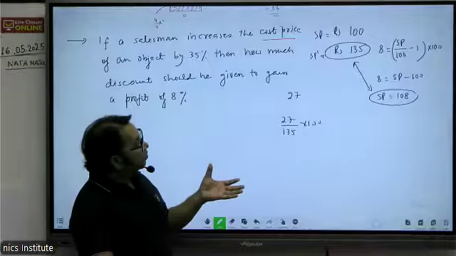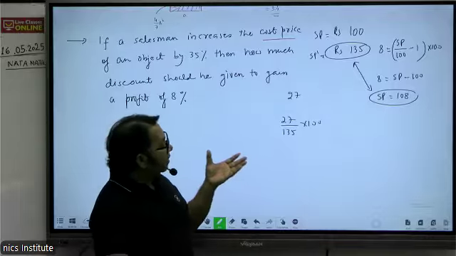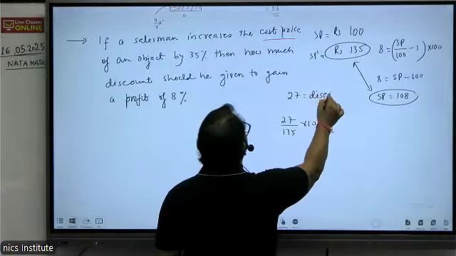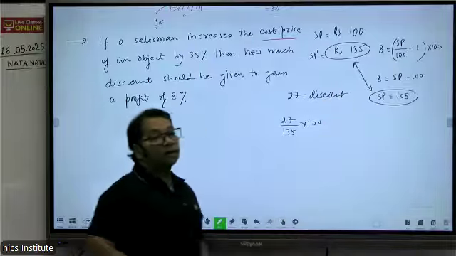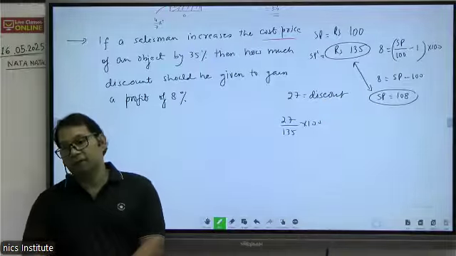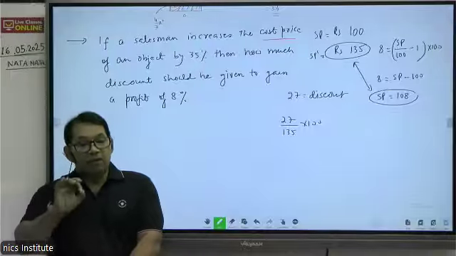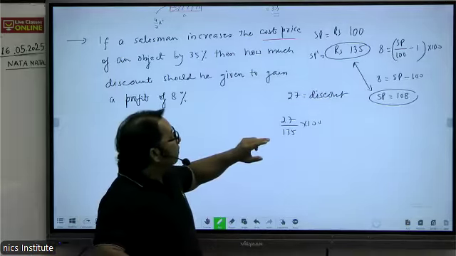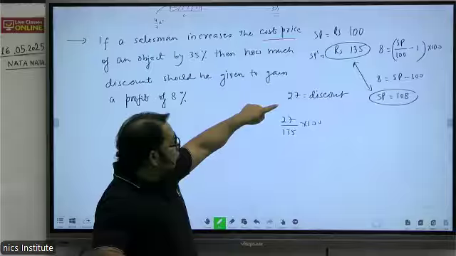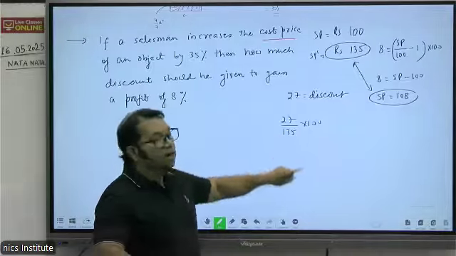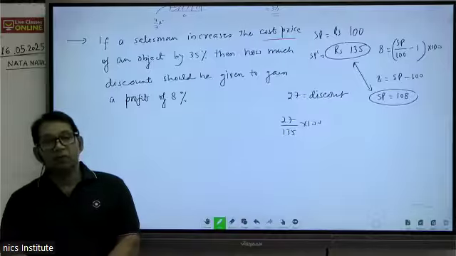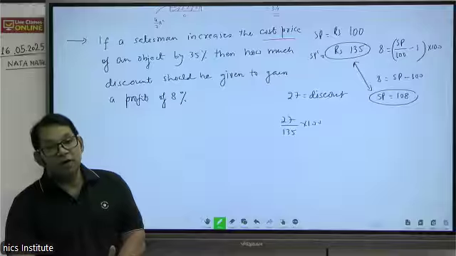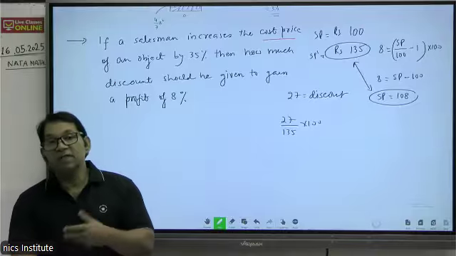So the price on the object was 135. Now he's selling at 108. So he's given a discount of rupees 27. So what is 27 of 135? Because 135 is the price for the customer. So on 135, he is giving a discount of 27 rupees. So 27 by 135 into 100 would be the percentage discount. Your discount will be calculated on the SP. SP is not 100 now. SP is 135 because he has increased it.